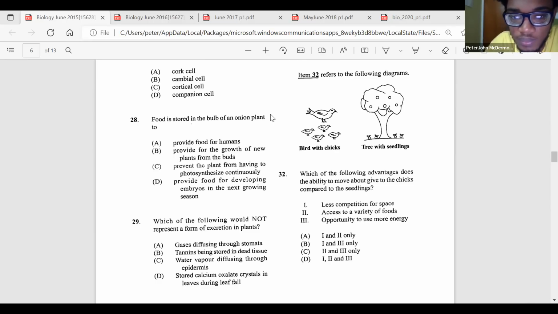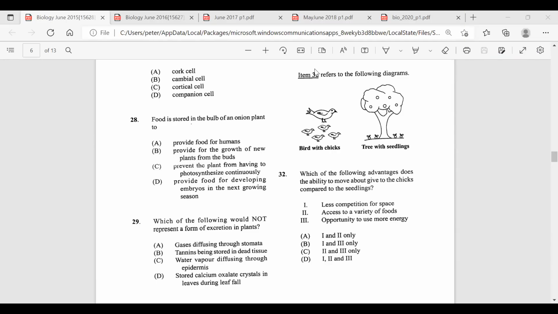Provide food for humans. Sir, that is kind of logical, but do you think it's logical? Why would the plant want to provide food for humans? The plant doesn't care about us. The plant cares about itself. So no, it's not A. The plant doesn't care about providing food for anybody, right?